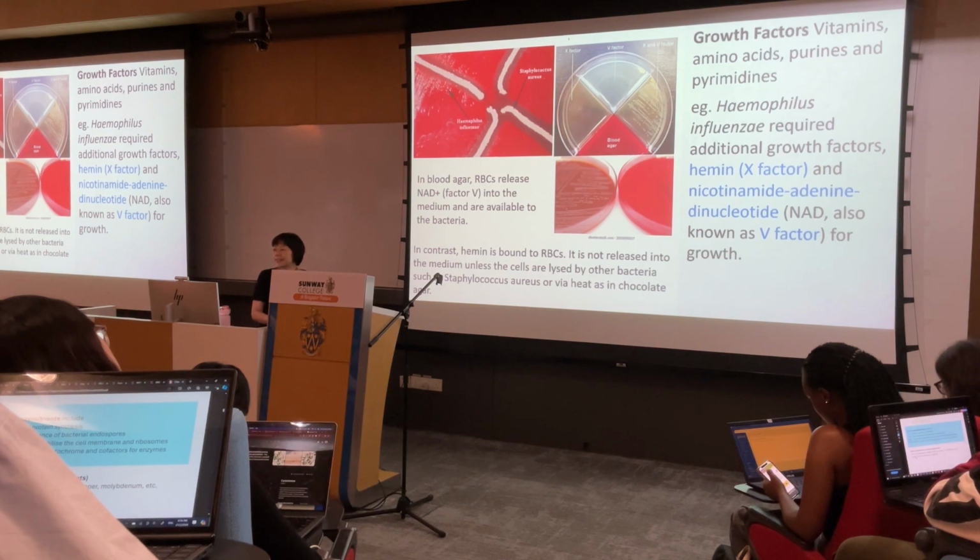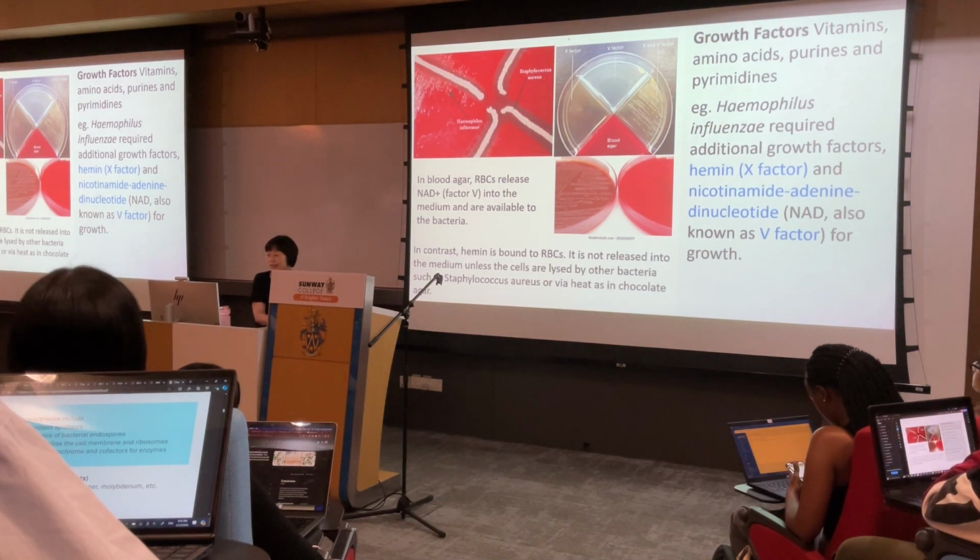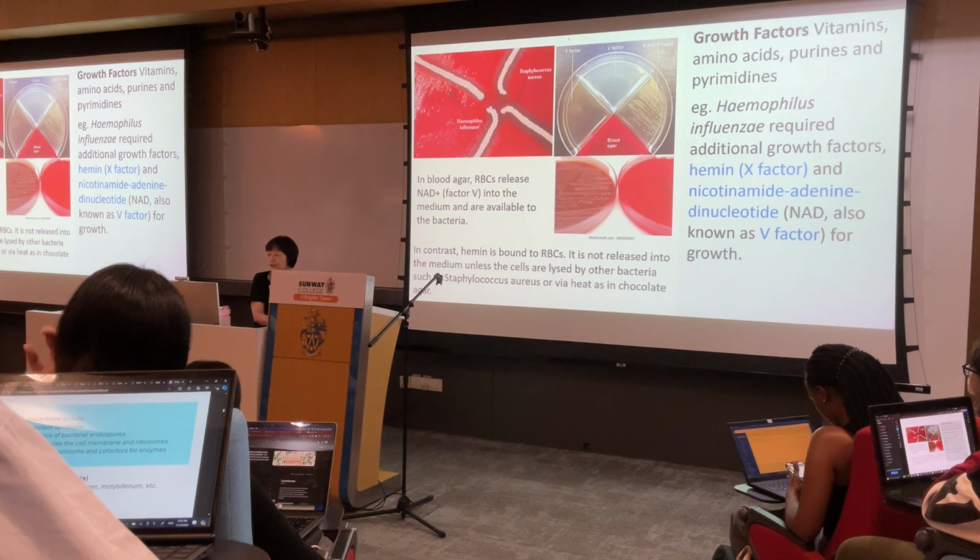And this one, interesting, is growth factor. Growth factor is essential to certain bacteria, but not for some. So growth factor includes all of these. One example is Haemophilus influenzae, which requires 2 growth factors. One is called hemin, also called X factor. The other one is called nicotinamide adenine dinucleotide, NAD, also called V factor.